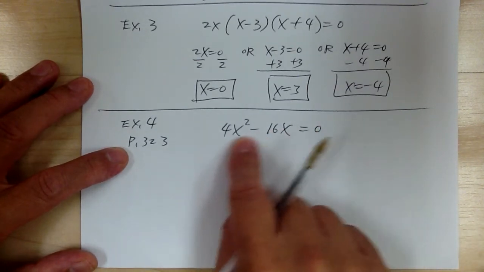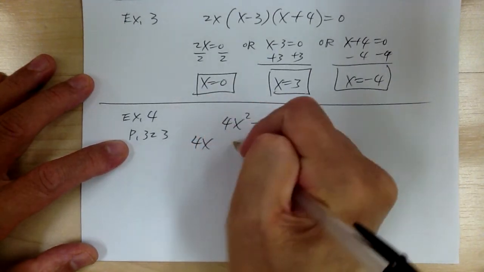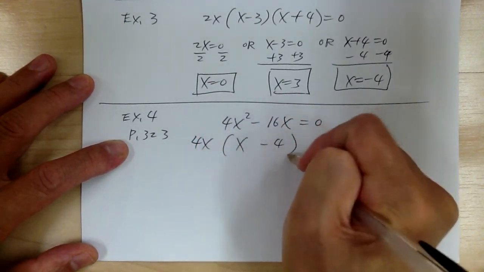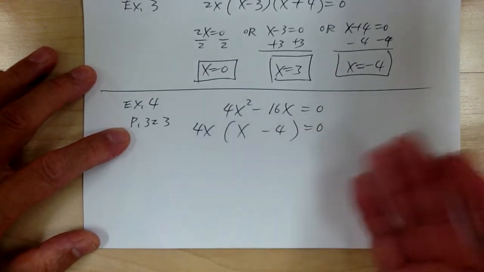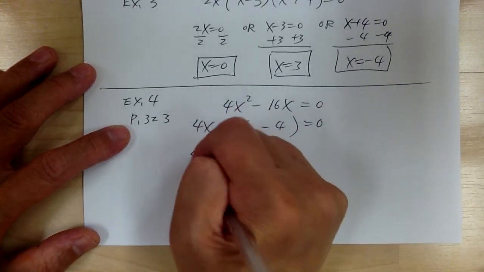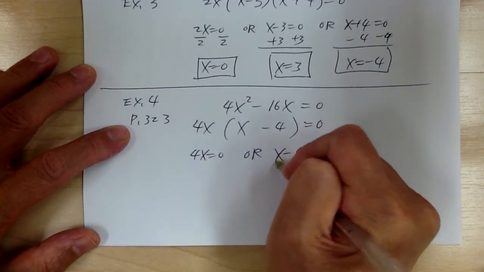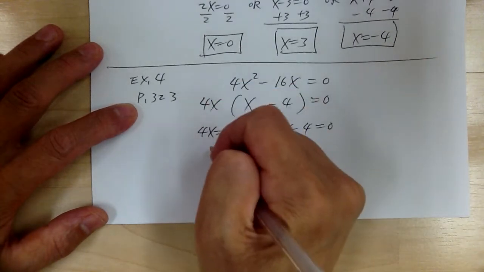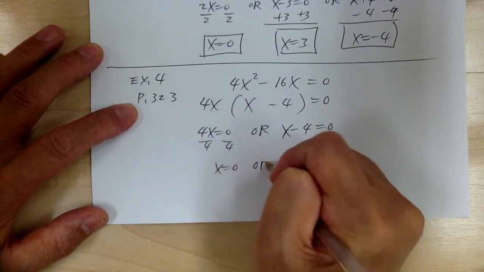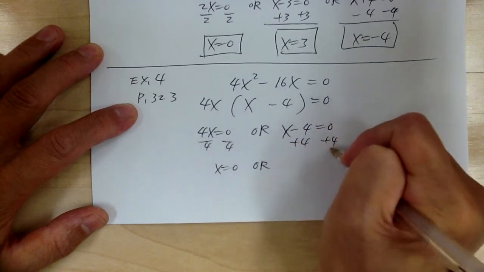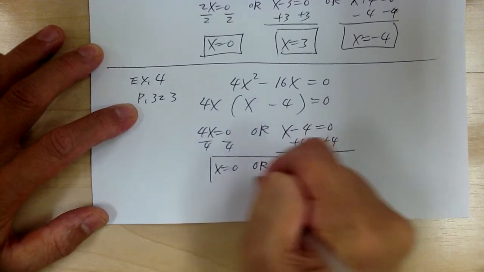When you're doing the factoring, you go to step 1, common factor, so you can factor out the 4x, and you get x minus 4. Step 1, common factor, and that's it. Now you can go and solve. You got 4x equal to 0, or x minus 4 equal to 0. Divide by 4, so x equal to 0, or plus 4, so you got x equal to 4. And those are your answers.